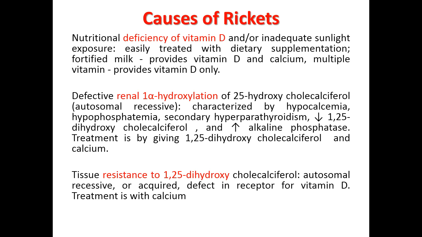In another case, there is good nutrition and good sunlight exposure, but there is a defect in the renal 1-alpha hydroxylase enzyme. When there is a defect in 1-alpha hydroxylation of 25-hydroxycholecalciferol, which is an autosomal recessive disease, there will be rickets. How do these patients present? They present with hypocalcemia, hypophosphatemia, secondary hyperparathyroidism, a decrease in the active form of vitamin D, and increased alkaline phosphatase. How is it treated? It is treated by giving 1,25-dihydroxycholecalciferol and calcium. We have to give the patient the active form of vitamin D and calcium. Why? Because he is unable to get vitamin D from nutrition or sun exposure.